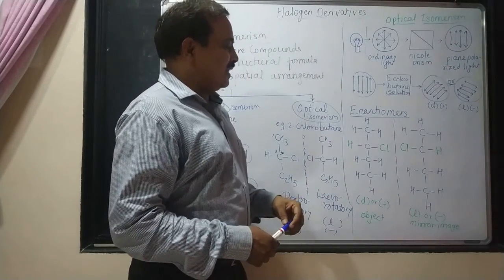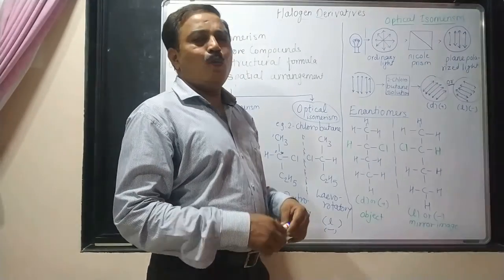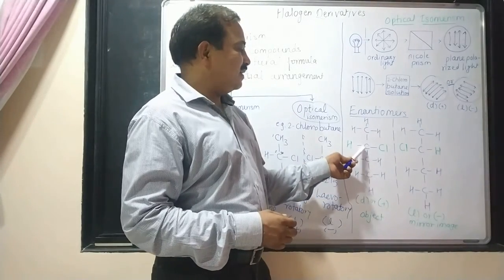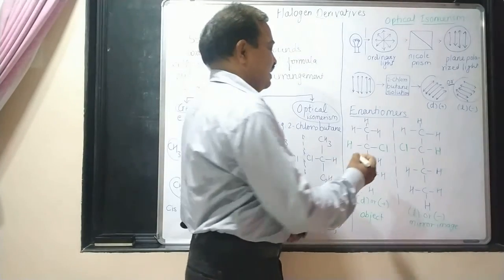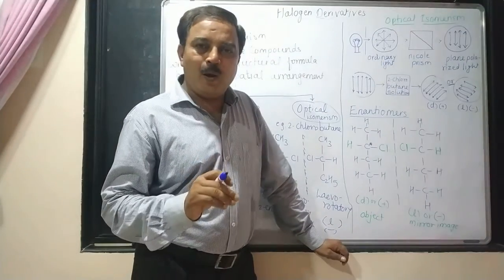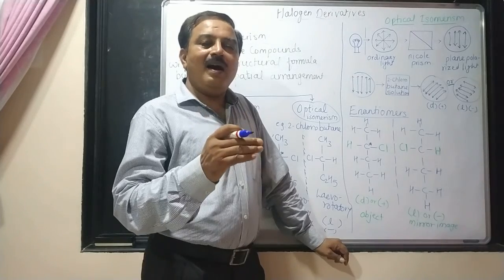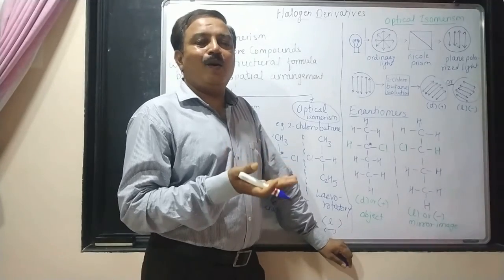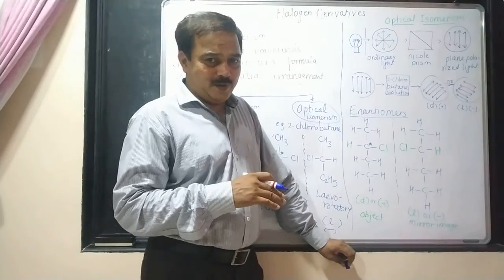Now we have to study another term, and that is enantiomers. What are enantiomers? Again, optically active compounds. Here this 2-chlorobutane is optically active because it contains a starred chiral carbon atom. Those organic compounds which contain an asymmetric carbon atom or chiral carbon atom are able to rotate plane polarized light either in a clockwise or anti-clockwise direction, and are called optically active compounds.